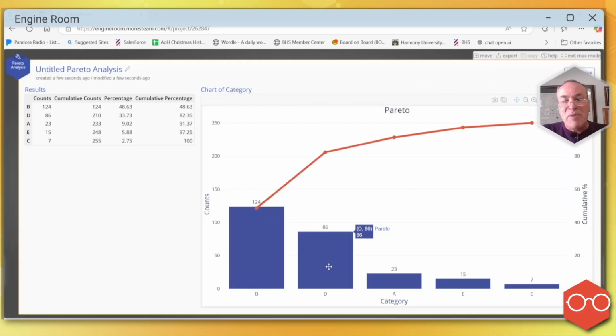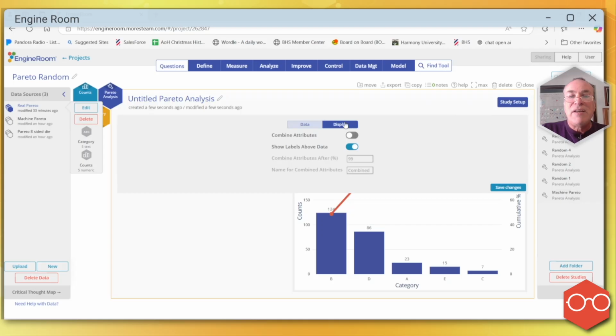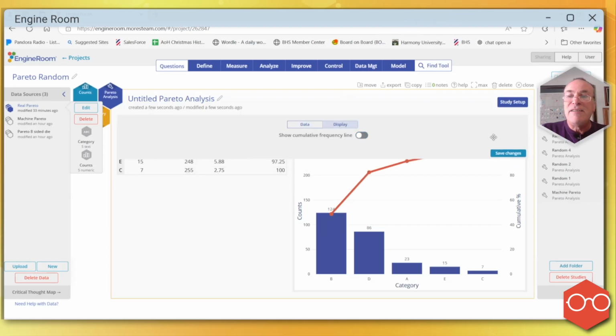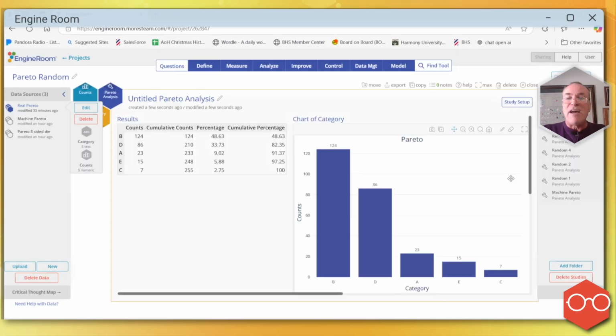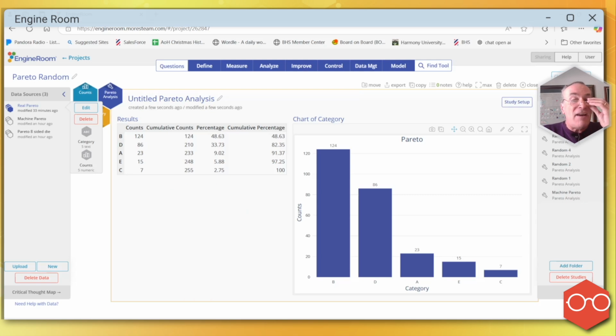So I'm going to maximize that up a little bit. And I can see that B and D are high and A, E, C are low, but I want to blow this thing up for management presentation. And over here on the left, I have the cumulative percentages, so that's helpful. So if I go into study setup and I click on display, I can unclick that. And now it gives me the Pareto a little more blown up, probably more suitable for your management presentation. All right, so hopefully that helps out.